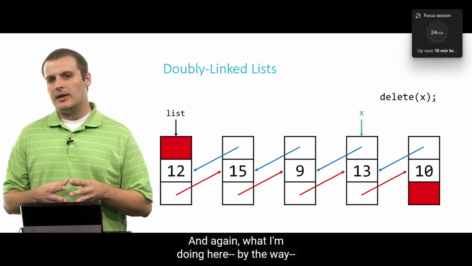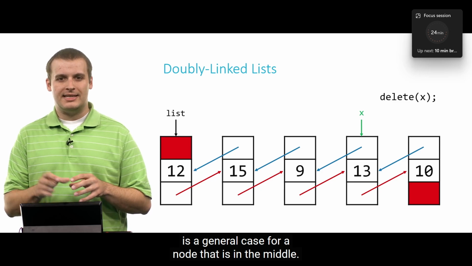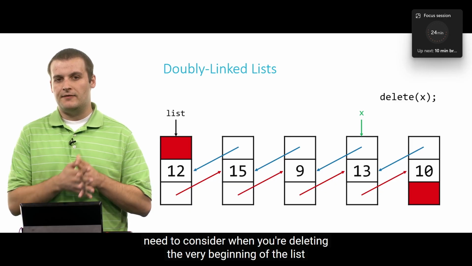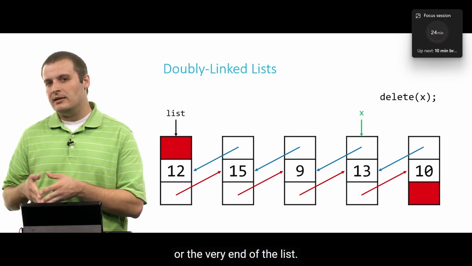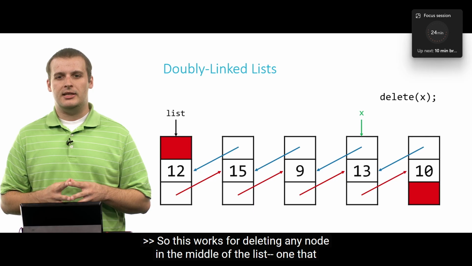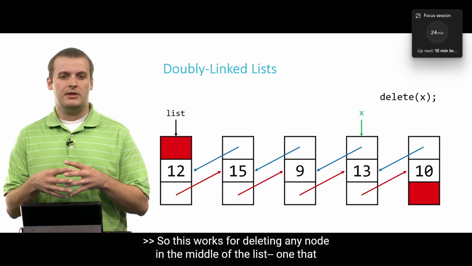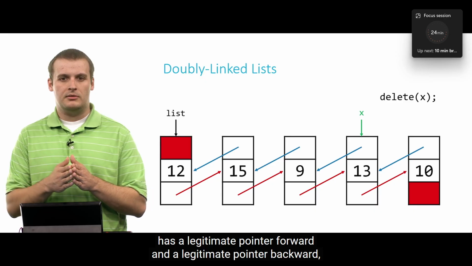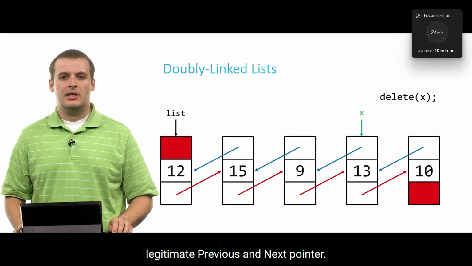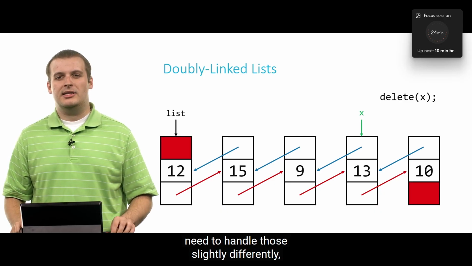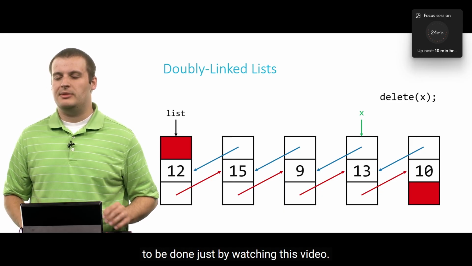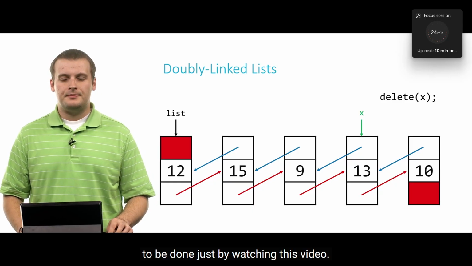And again, what I'm doing here, by the way, is a general case for a node that is in the middle. There are a couple of extra caveats that you need to consider when you're deleting the very beginning of the list or the very end of the list. There's a couple of special corner cases to deal with there. So this works for deleting any node in the middle of the list, one that has a legitimate pointer forward and a legitimate pointer backward, legitimate previous and next pointers. If you're working with the ends, you need to handle those slightly differently, and we're not going to talk about that now, but you can probably figure out what needs to be done just by watching this video.